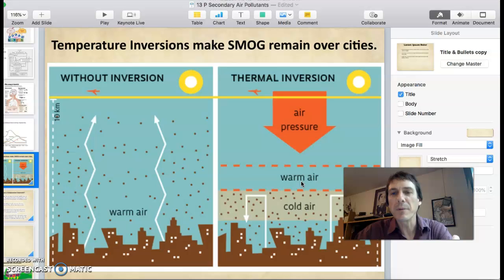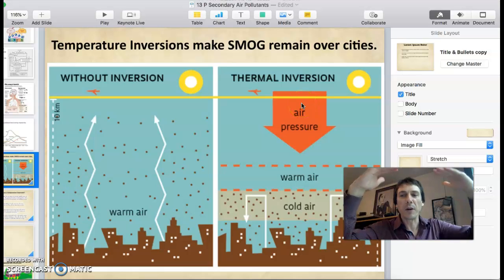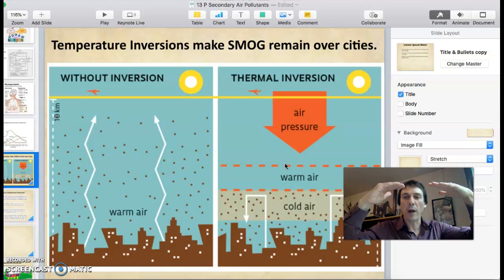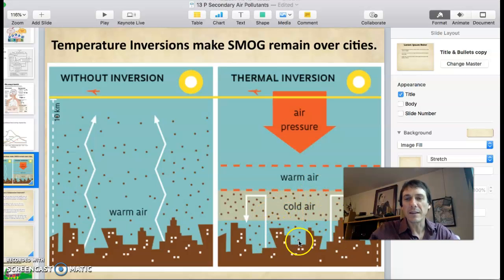But what it is, you have cold air at the bottom. Instead of the warm air being at the bottom, the warm air is on top of the cold air. It's inverted. So you have warm air at the top, cold air at the bottom. And what this does is, because it's colder way up on top, it creates air pressure pushing down on this warm air and trapping that warm air here. And because that warm air is trapped, it traps the cold air underneath.